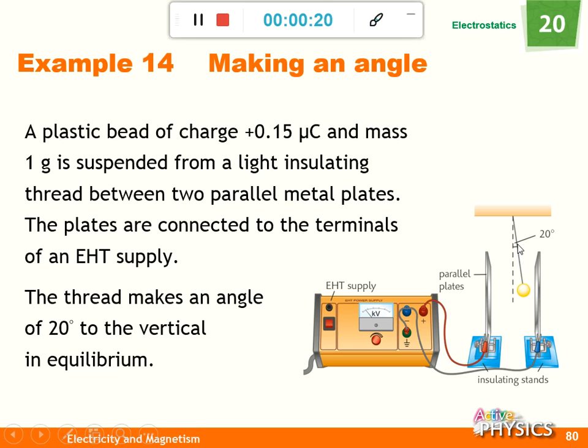It is hung on an elastic string, which means that it isolates this ball, and then it is in between two parallel plates connected to the EHT supply. And finally, we can see the angle, 20 degrees.